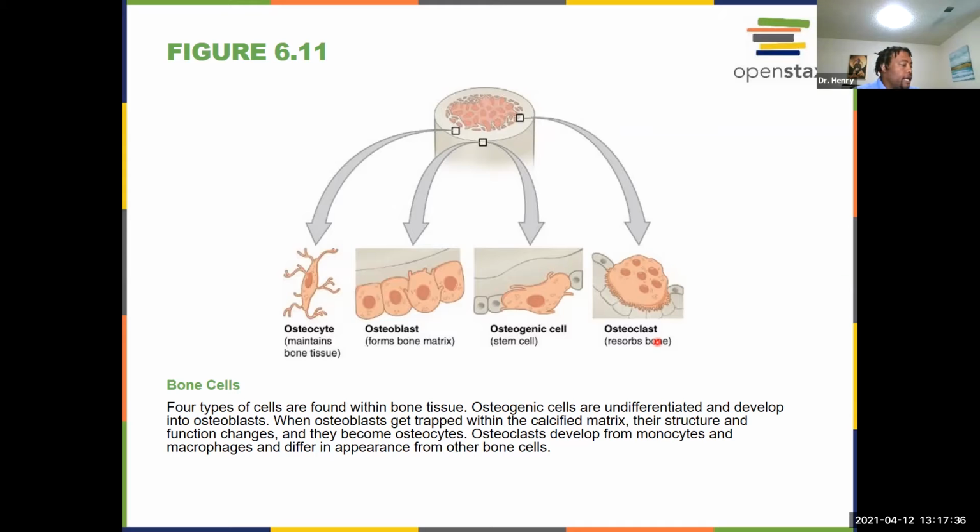So osteoclasts are basically developed from monocytes and macrophages. And so they're actually going to appear a little bit different than the other bone cells, where the osteogenic cells are basically responsible for the development of these two.